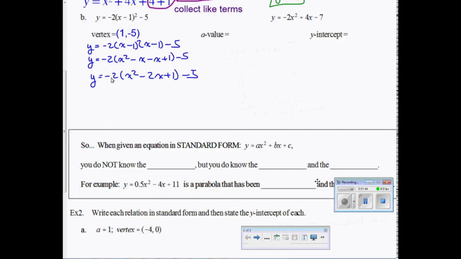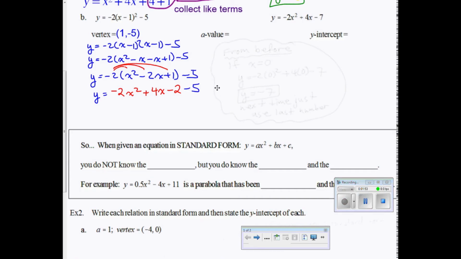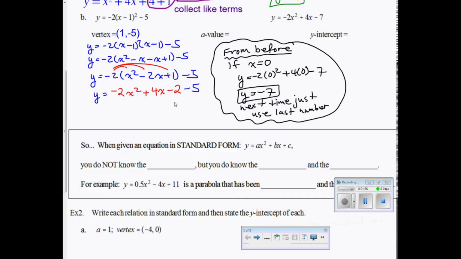So there's a multiplication into everything in this bracket. So let's do that. We end up with -2 times x is -2x squared. Then -2 times -2x is +4x. And then -2 times +1 is -2. Then we have that, and we still have to subtract 5, don't we? Okay? So now all we're going to do is collect our like terms, right?